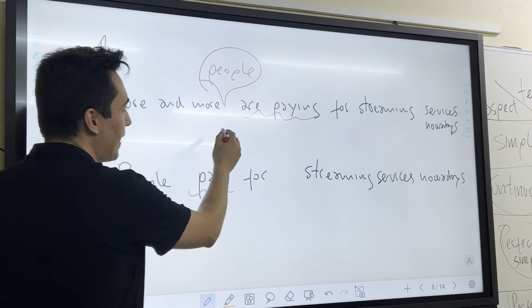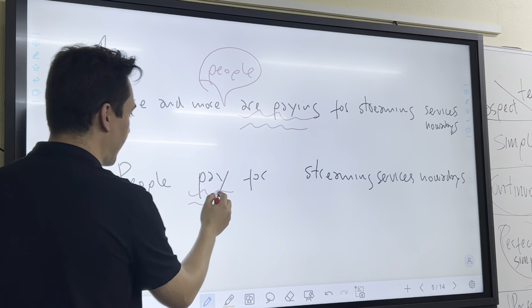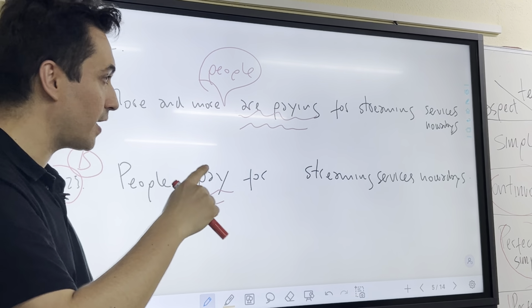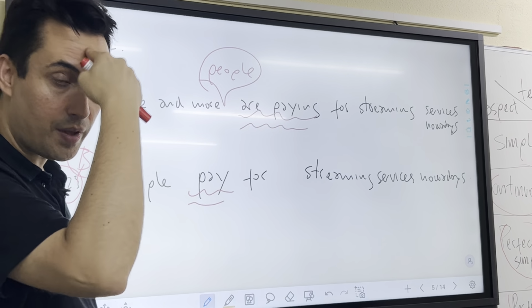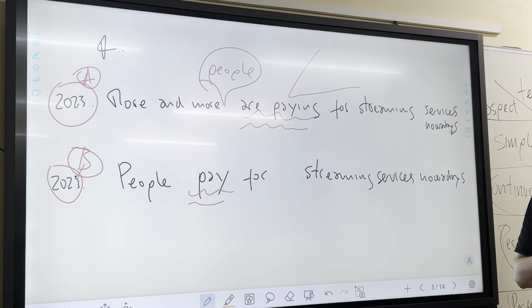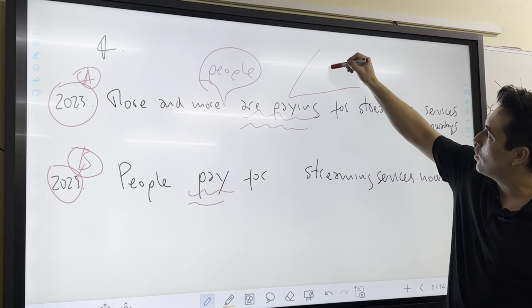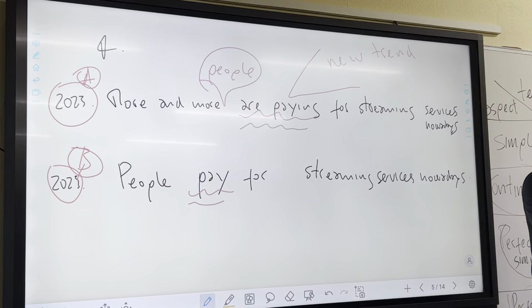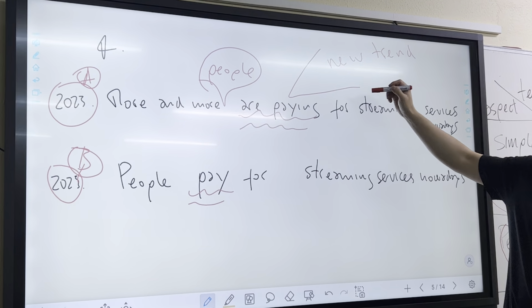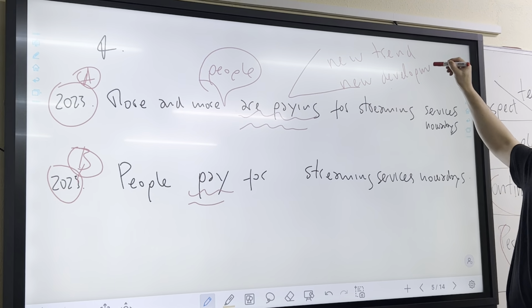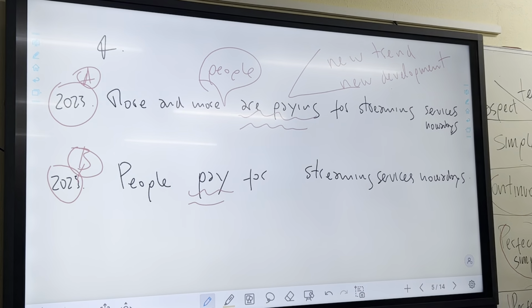Okay, so are paying for streaming services and pay. From the point of view of the speaker, and this is the explanation, this is not a fundamental truth. By using the continuous aspect, he is referring to a new trend or development. So very similar to what Sophie said, the numbers are increasing. It's a new trend. It's a new development.